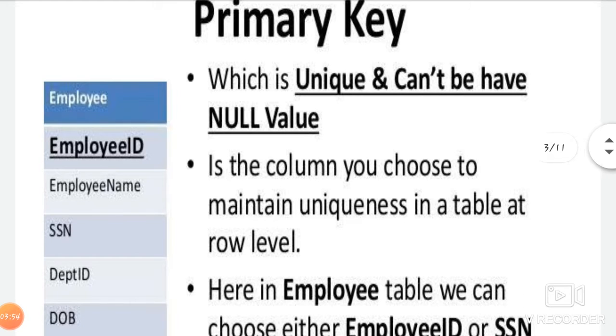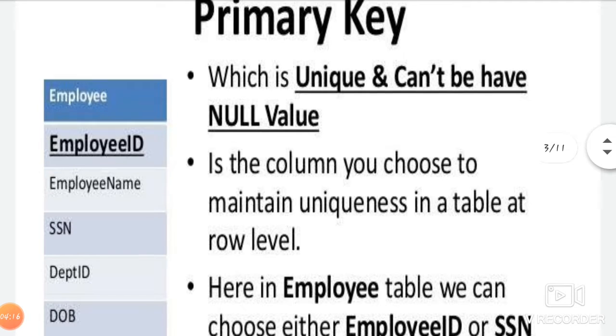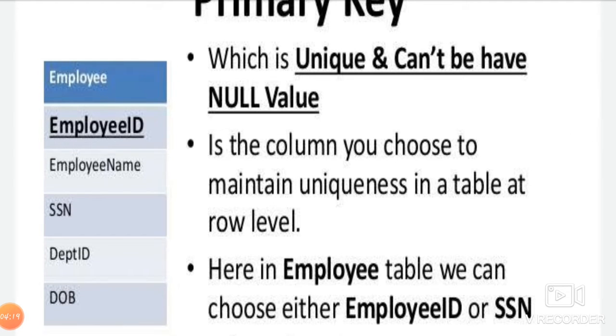And the second point is the column you choose to maintain uniqueness in a table at row level. So here this key is talking about the row level. We are considering a table at the row level. So if you want to retrieve data, it can be a row. Actually the key is a column, because it is an attribute. Attribute in the sense it's a column header. So it is a column that we have chosen to maintain the uniqueness in a table.